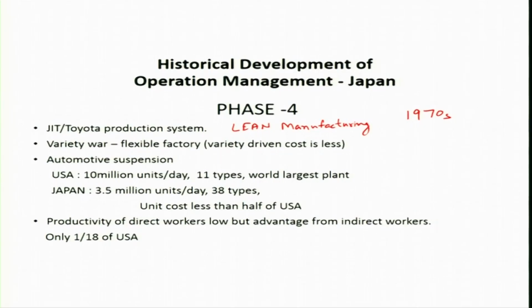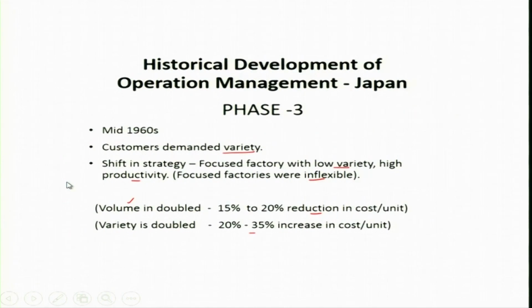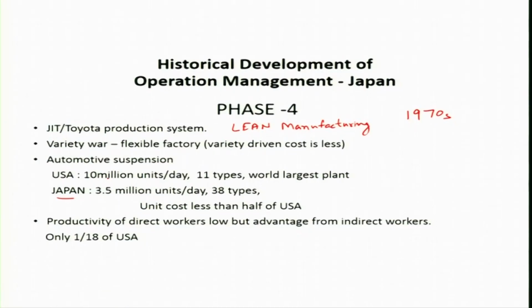So, there is a very good example of the performance of the Japanese. Both the rules which I have said earlier were broken by the Japanese. We said if you double the volumes, the cost will reduce, and if you double the variety, the cost will increase. But the Japanese worked around this. The US plant was producing 10 million suspensions of 11 types only, whereas the Japanese were producing 3.5 million, almost one third, and 38 types, almost 3 times, but the unit cost of Japanese production is half of the US cost. What is the reason? How were they able to achieve that?